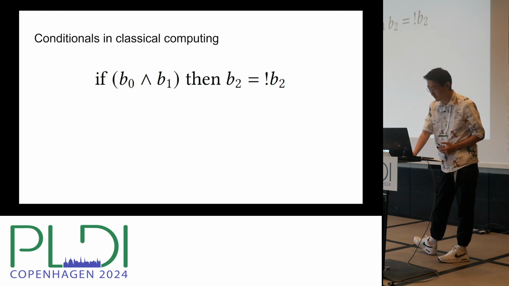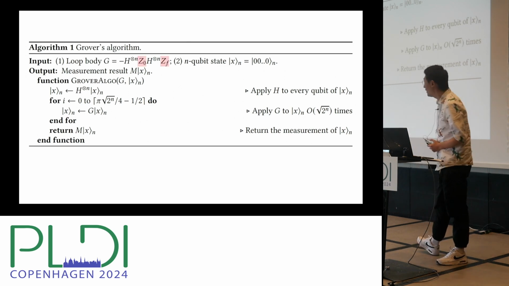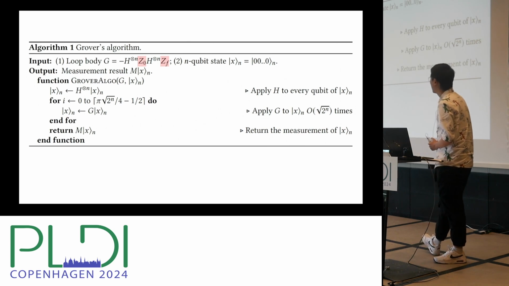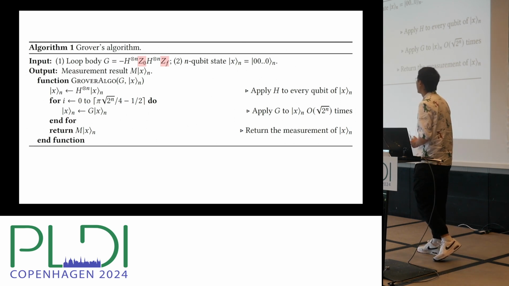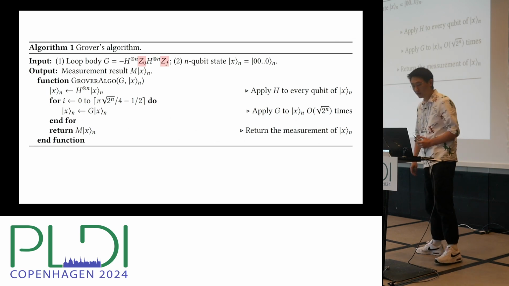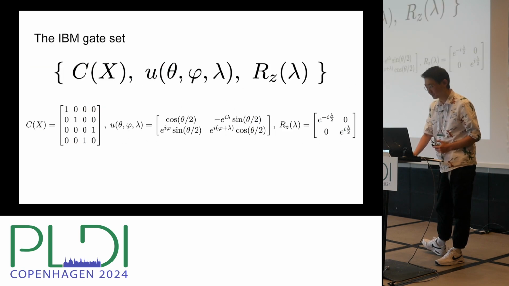These conditionals are used everywhere. To give you the sense of the place it is used, here is the Grover's algorithm. The point is that in the loop body of Grover's algorithm SG, there is something called Z0 and ZF. Those are high-level gates. And the natural way to implement them is to use conditional gates. So then we can ask, OK, how can we compile it?